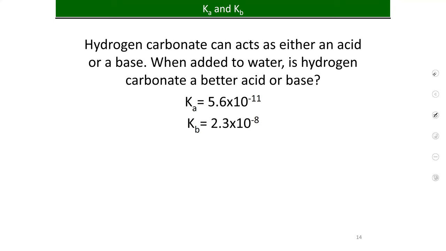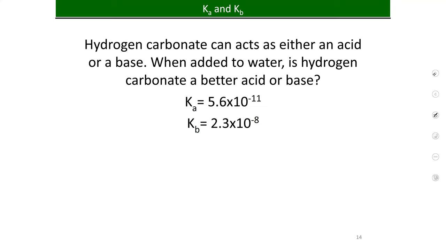Is hydrogen carbonate a better acid or a base? Base. Why? Just going off the numbers, KB is larger, which means products over reactants, the product side is larger in KB than it is in KA. For the same concentration on the reactant side, you will make more product if K is larger, right? So that means that on average, even though hydrogen carbonate can be an acid or a base, it's more likely to act as a base because KB is larger. Does that mean it's going to exclusively be a base when you put it in water?